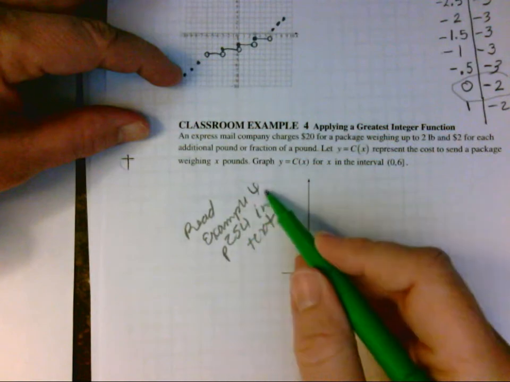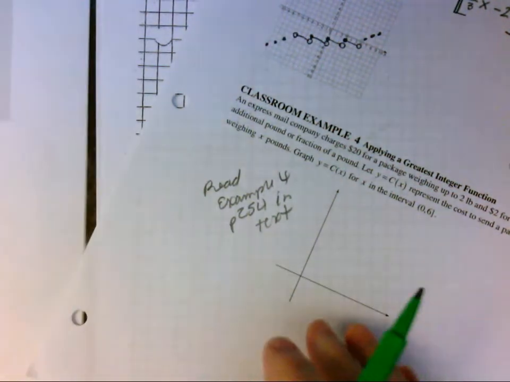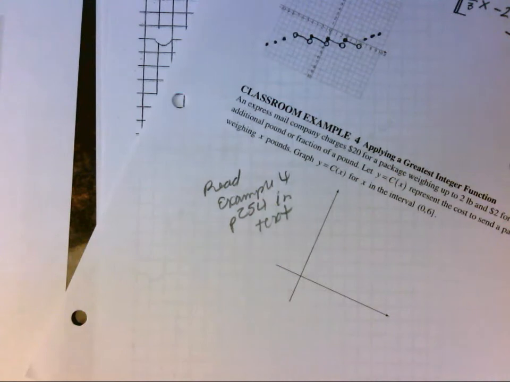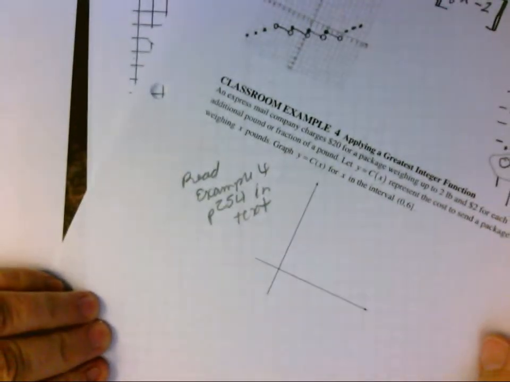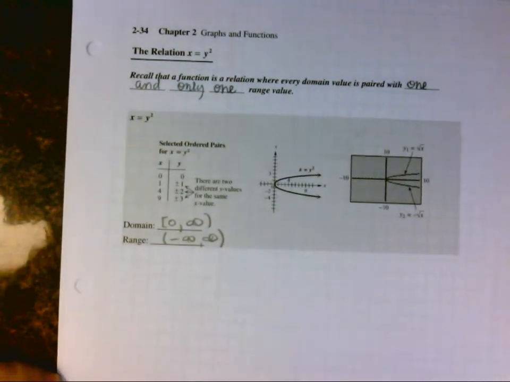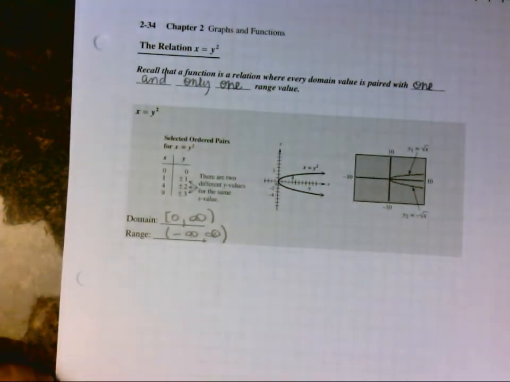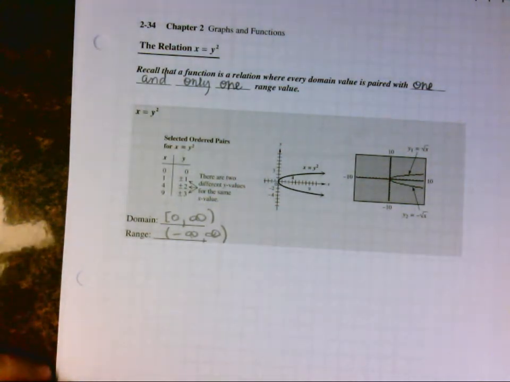The next example is exactly like example number 4 on page 254 in your textbook. And so I'm going to actually ask you to read that example this time for sake of time. And we can take a question on that in class if you would like to when we come back. And the final thing we need to do in this section, this last example, we have some fill in the blank here. It says, recall that the function is a relation where every domain value is paired with one and only one range value. Okay? To be a function for each x, you have one and only one y, right? Domain and range.